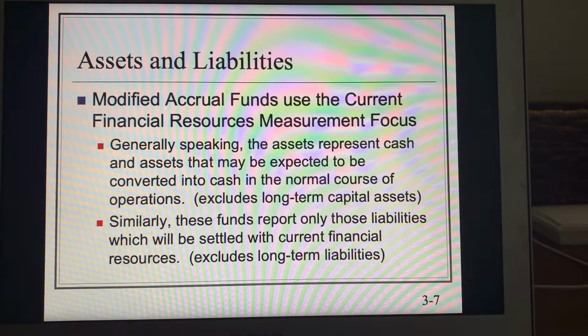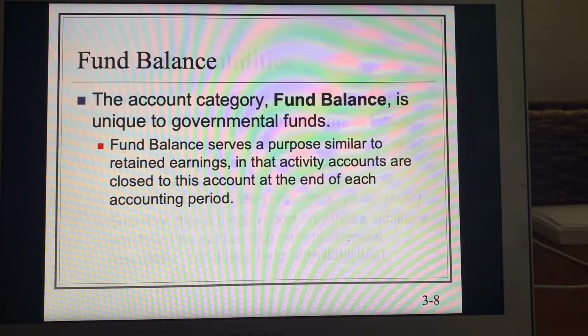Assets and liabilities. Modified accrual funds use the current financial resource measurement focus. And what this means is the assets represent cash and assets that may be expected to be converted into cash in the normal course of operations. That excludes long-term capital assets, okay? Similarly, these funds report only those liabilities which will be settled with current financial resources. Again, it does exclude long-term liabilities.